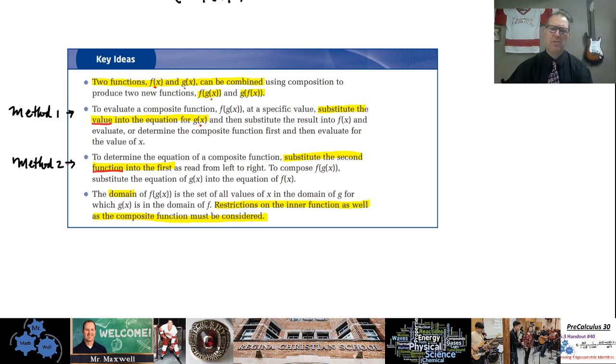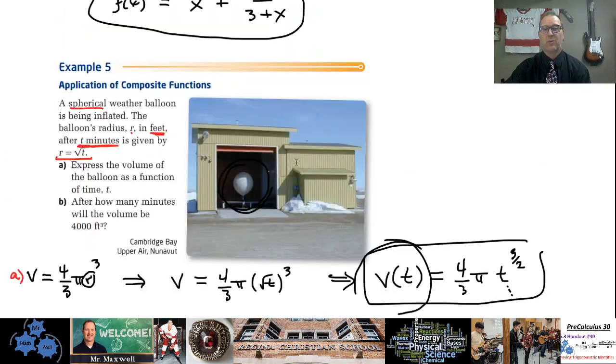And remember the domain. If there are any restrictions on any of the functions, you have to consider that for the final function, because that domain is probably going to be out of bounds for the final one too, right? So just remember that. Okay, that's chapter 10. There's your review video. That's the whole chapter.